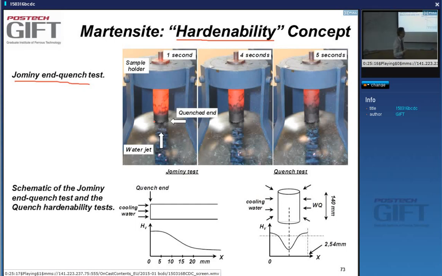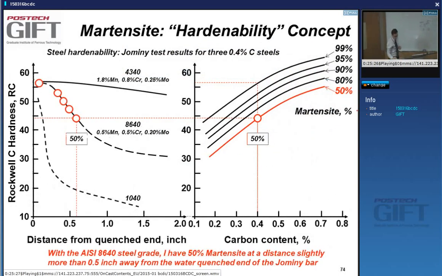Okay, again, so these tests are very standardized and they're used in the following way. For instance, here is an example of how you work with this Jominy test. So let's have a look at three steels which contain 0.4% of carbon. 0.3 to 0.4% of carbon is normal carbon content in engineering steels.